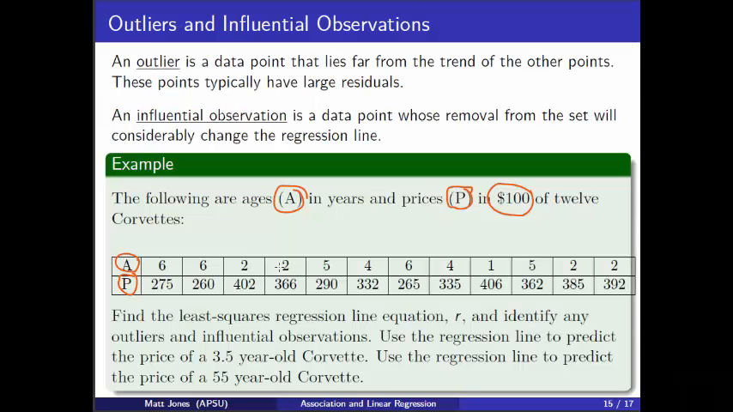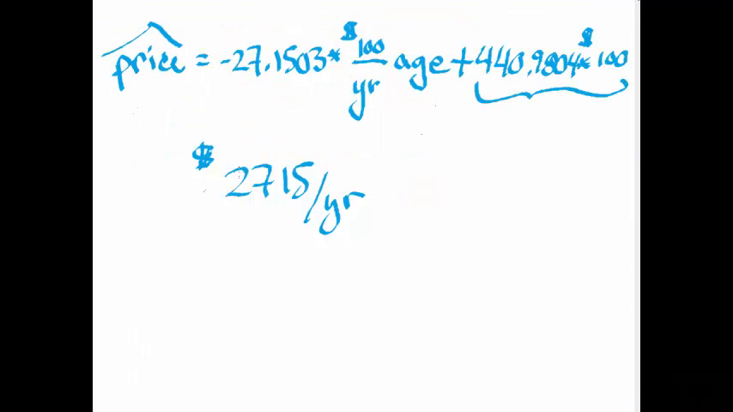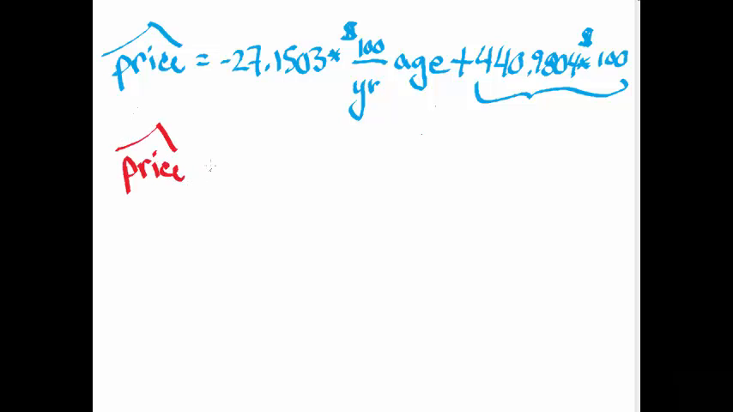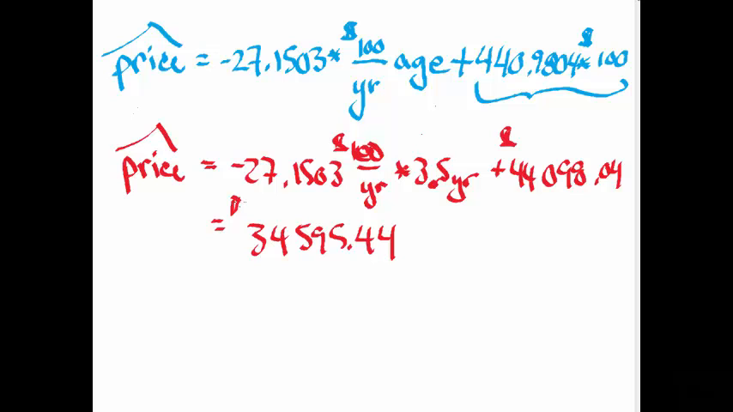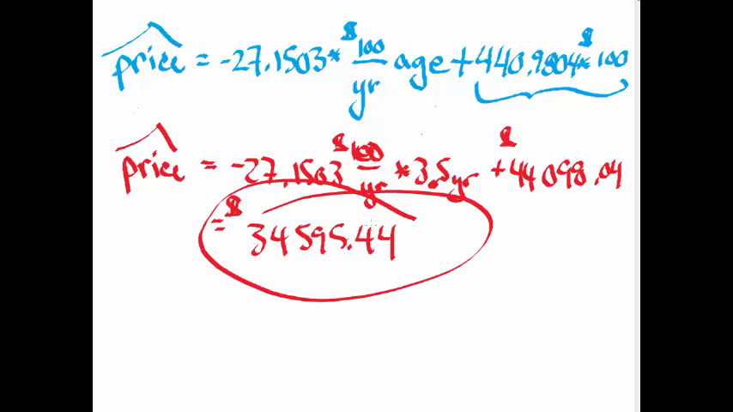Okay, so finally, let's go back to our original model. Can we use the regression line to predict the price of a 3.5-year-old Corvette from our original model, the one that we wrote down? Sure. I just take 3.5 and I stick it into that regression line equation, right, which was here. So my predicted price is going to be negative 27.1503 hundred dollars per year, times 3.5 years, plus $44,098.04, and that comes out to be $34,595 and change.